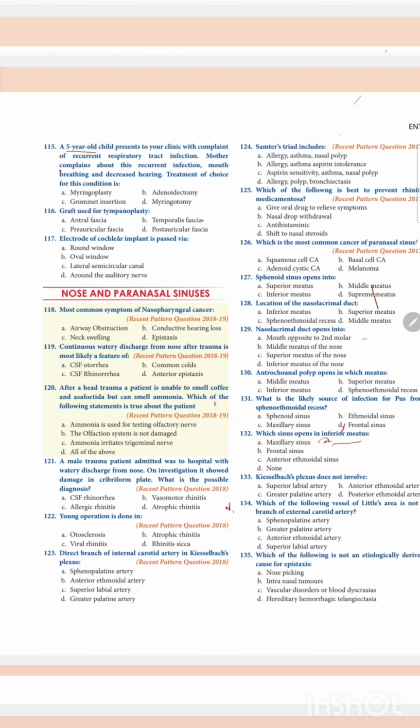A 5-year-old child presents with complaints of recurrent respiratory tract infection. The mother complains about recurrent infection, mouth breathing and decreased hearing. Treatment of choice is adenoidectomy. The graft used in tympanoplasty is temporalis fascia. The electrode of a cochlear implant is passed through the round window.